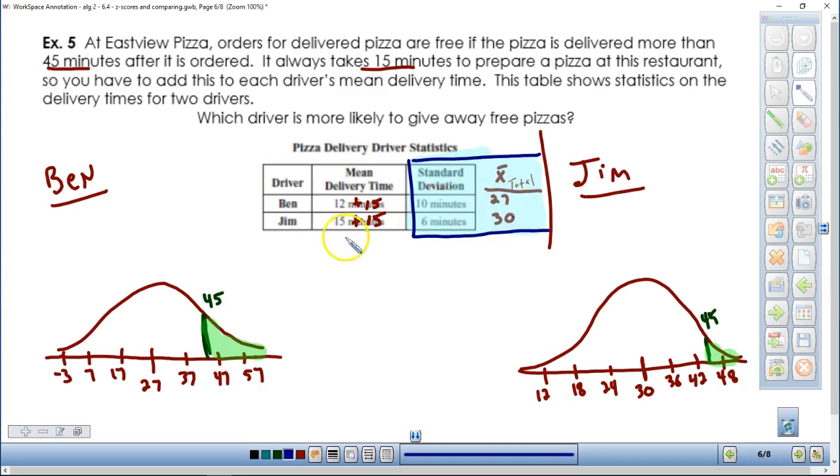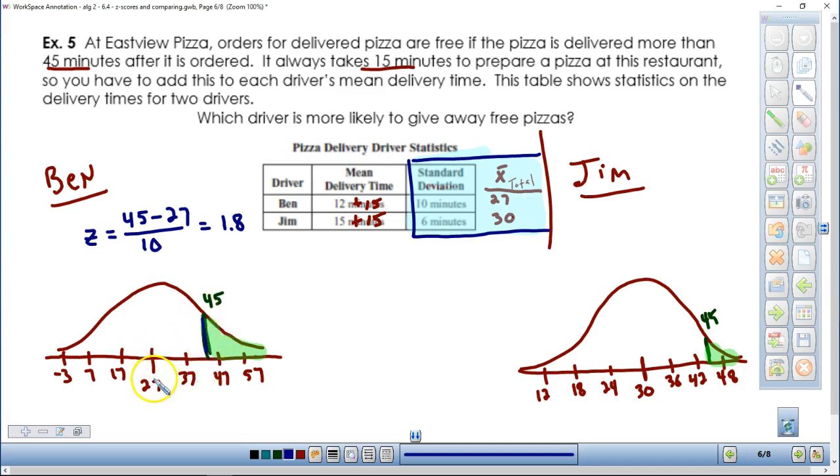So for Ben, I want to know how many standard deviations above the mean it is for him to deliver a pizza in a manner that would cause it to be late. So we're going to say z equals 45. That's how long it takes for it to be late, minus his mean time of 27, divided by his standard deviation of 10. Subtract first, then divide by 10 to get 1.8. So he's going to be 1.8 standard deviations. That's this line here, 1 and almost 2 standard deviations above the mean.